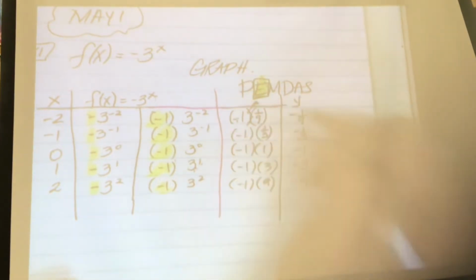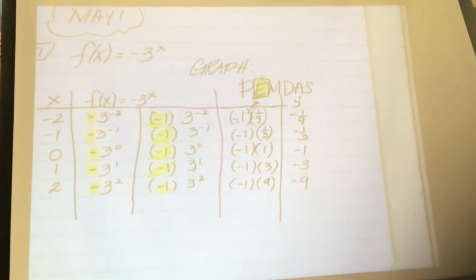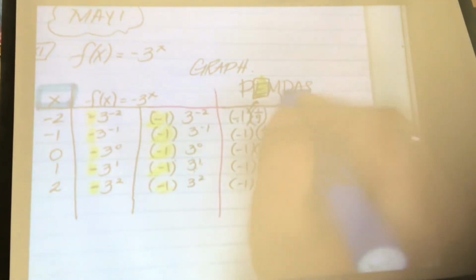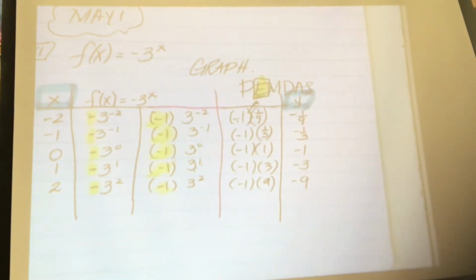So this is my X value. This is my Y. Go ahead and highlight. This is your X. This is your Y. And these are the values that you're going to be graphing.